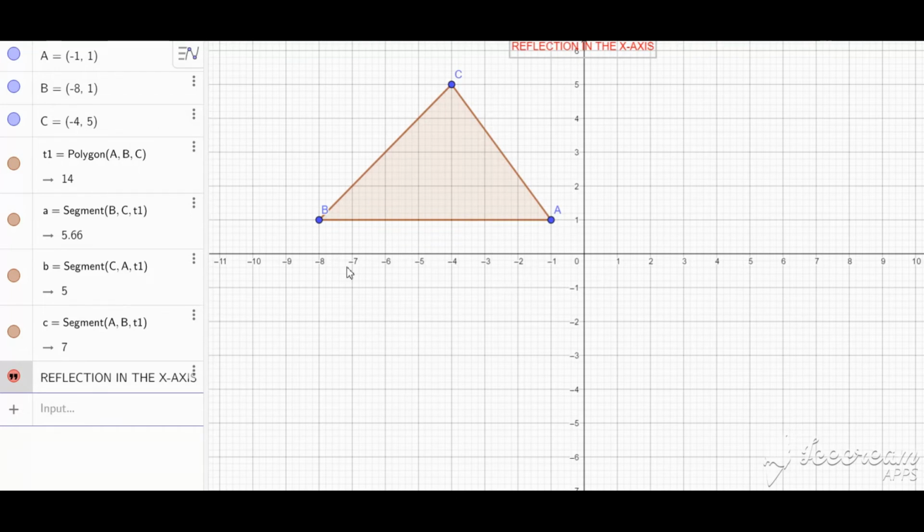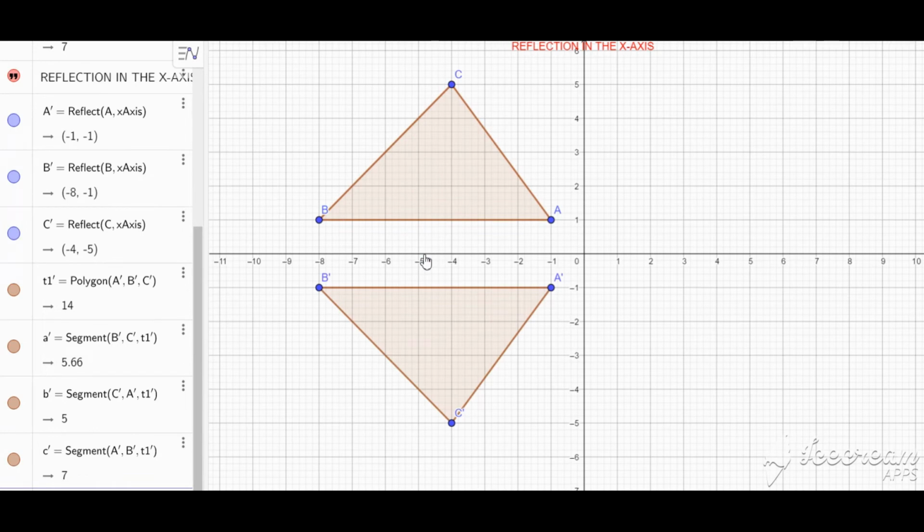Let us see what happens with the coordinates this time when I reflect in the x-axis, or in the line y equals 0. So once again, we're in GeoGebra. There we go. Notice we have lateral inversion. Similarly, the image and the object are the same size, so the size is preserved.